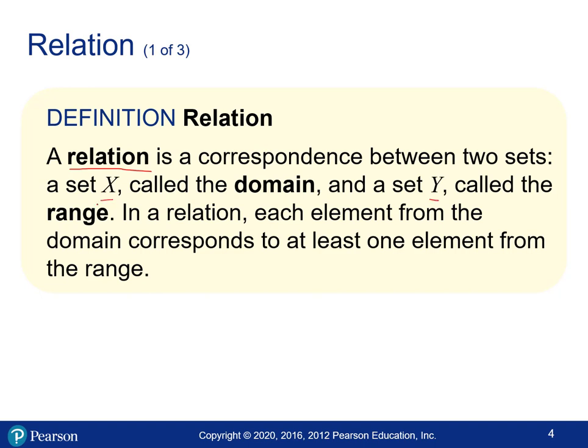The set that we start with, and we'll get into this in more detail, is called the domain. It's basically the input set. And the set that we end with, like the output, is called the range. So in a relation, each element from the domain corresponds to at least one element from the range. This is the very formal math definition for a relation, but think about what you know about this word outside of math, and that'll help you understand whether something is a relation or not. This is the key part though: at least one element from the domain corresponds to an element in the range.